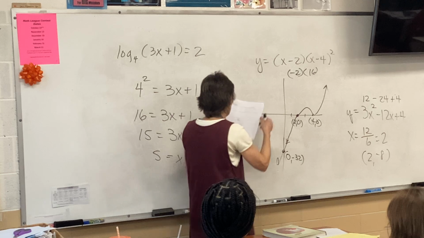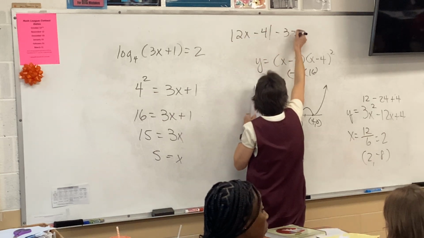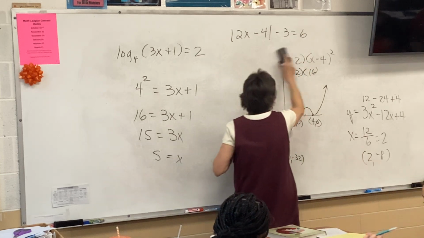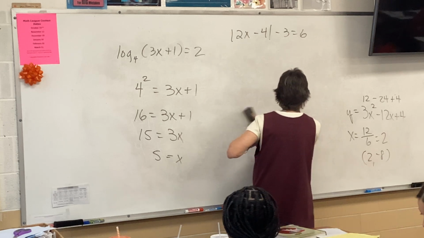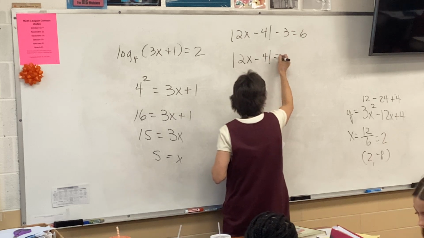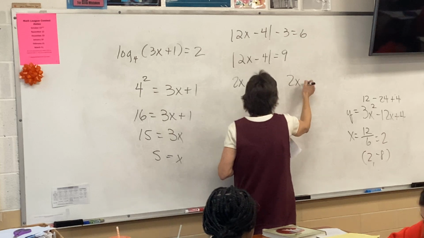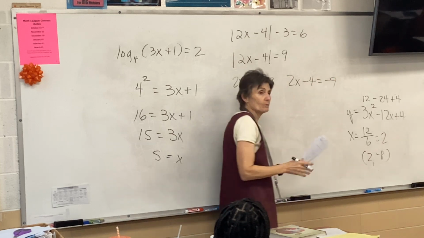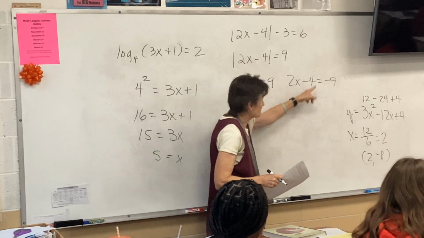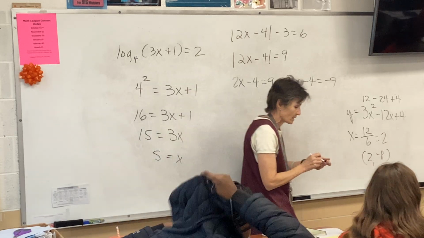Alright, you can get one like this already. Charlie, did you already get one like this today? What's the first step? Add 3. Add the 3 and get the absolute value by itself. Then we set them both, the first one, 2x minus 4 equals 9, and then 2x minus 4 equals negative 9, and then solve both of those.